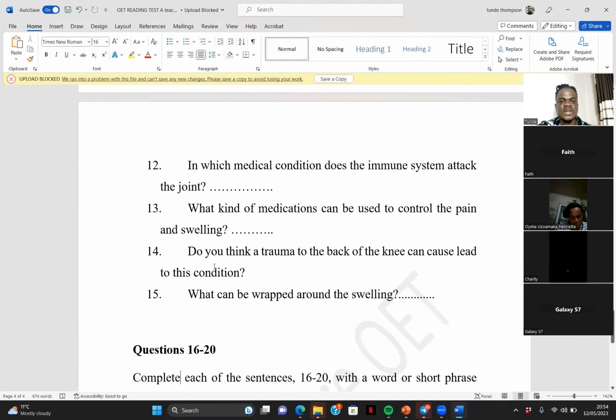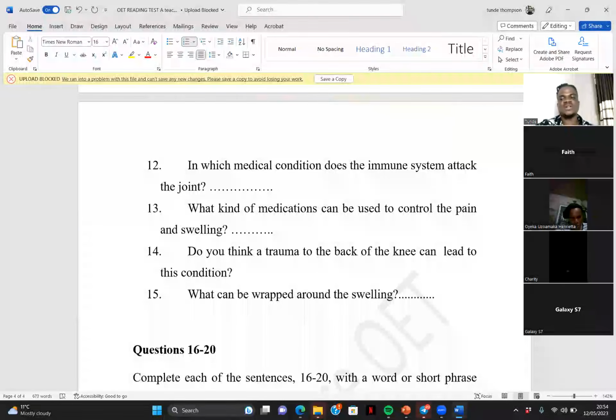All right. In the next question, do you think a trauma to the back of the knee can lead to this condition? They are just looking for yes or no, or true or false, anyone you want to. So the answer is yes. Where did you see that answer? If they say something can lead, it means can cause.